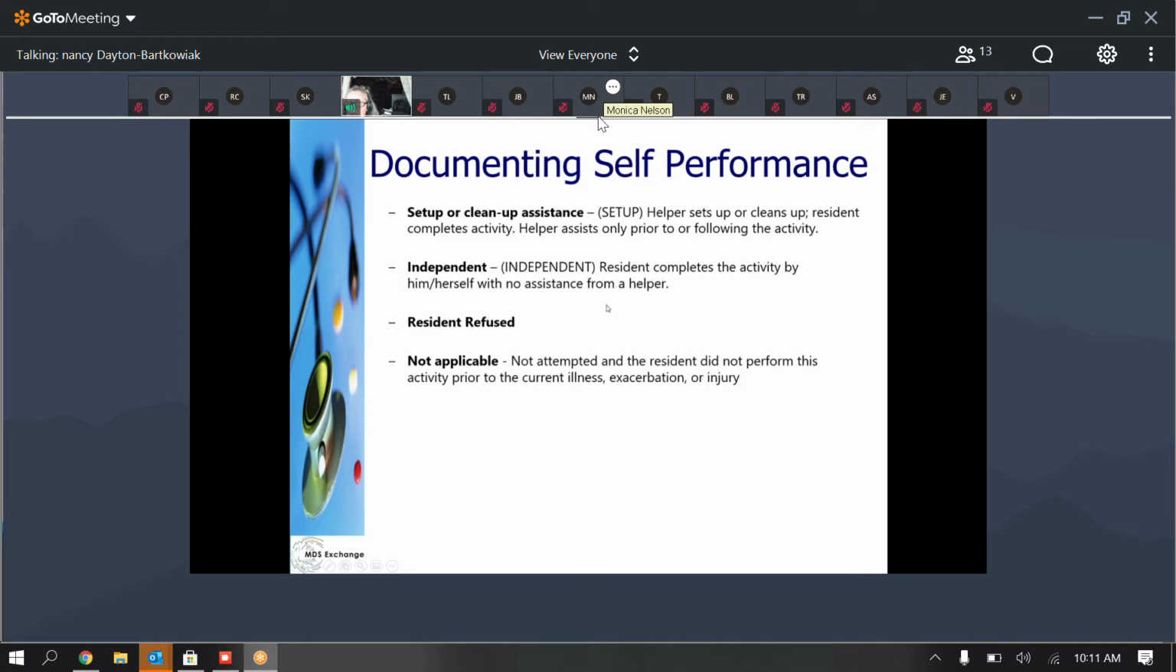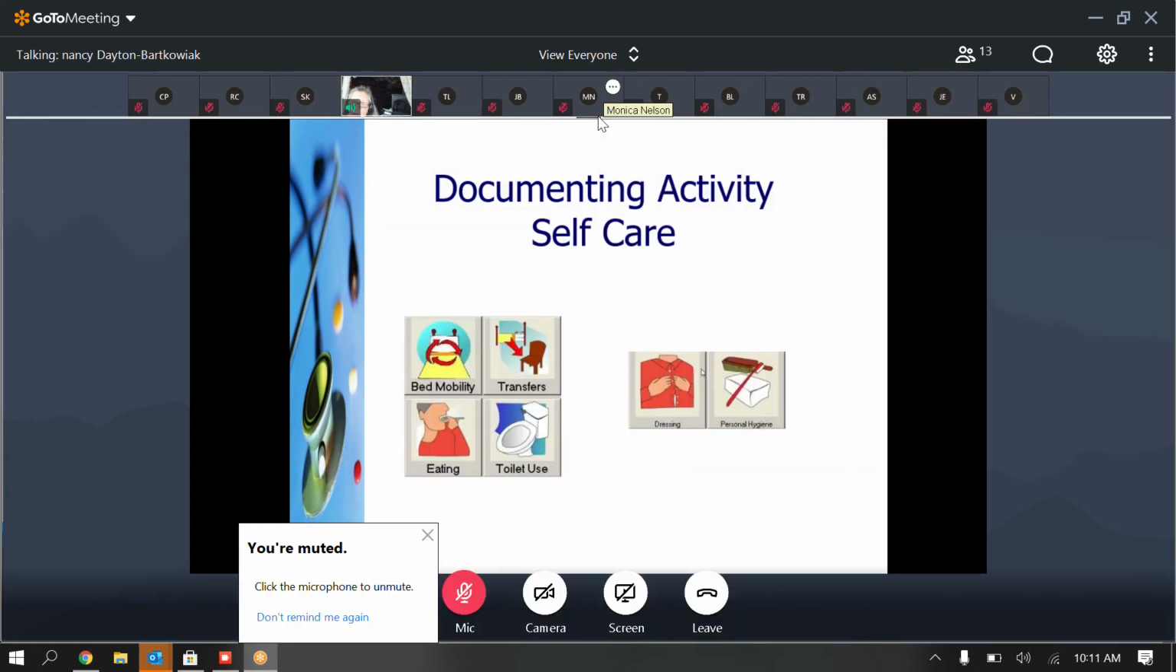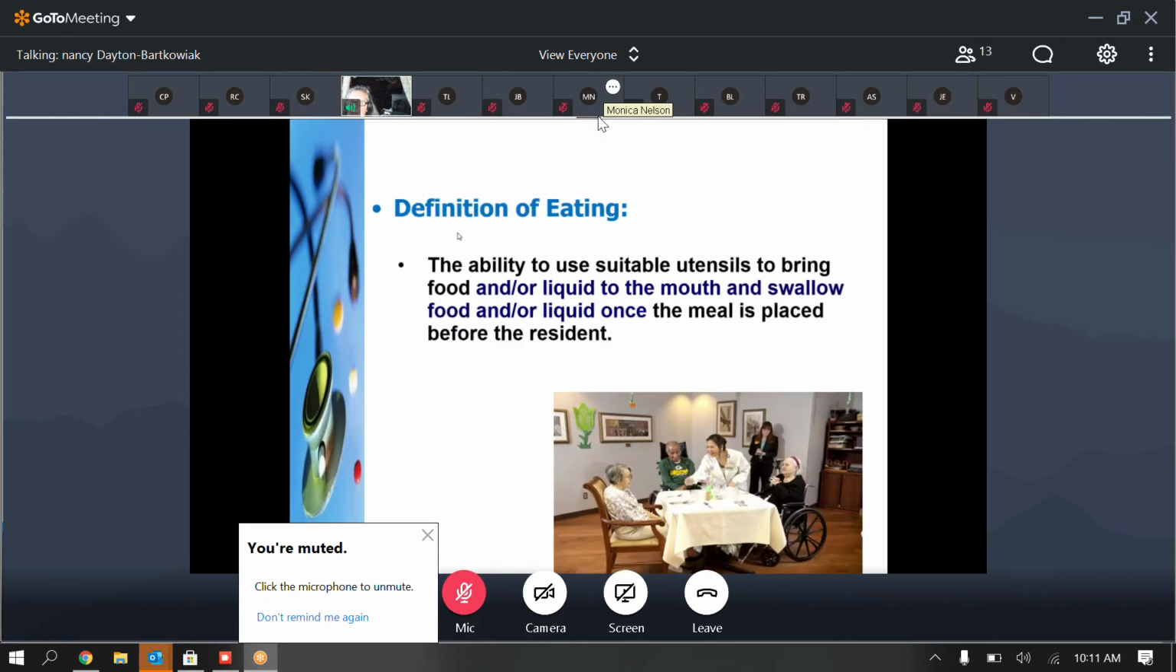Independent, resident completes the activity by him or herself with no assistance from the helper. Resident refused and not applicable. Not attempted, and the resident did not perform this activity prior to the current illness, exacerbation, or injury. And this is what it will look like on the kiosk for the helpers. So now we're going to get into the definitions of each ADL.